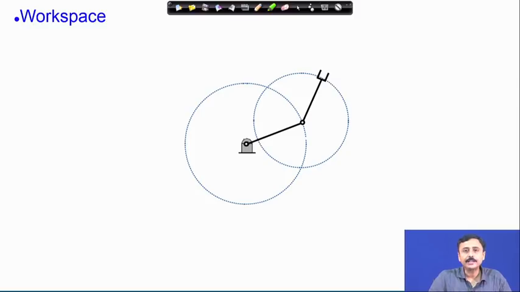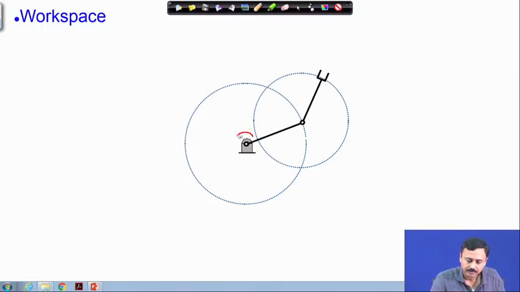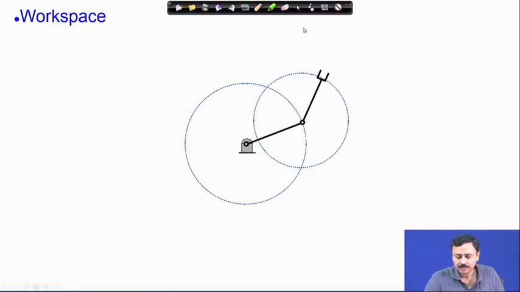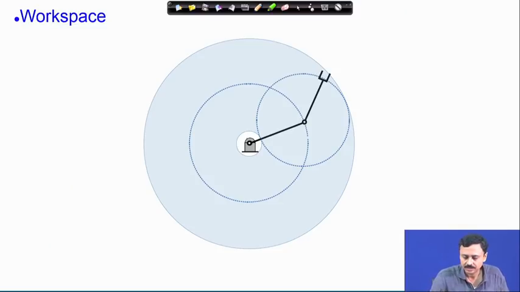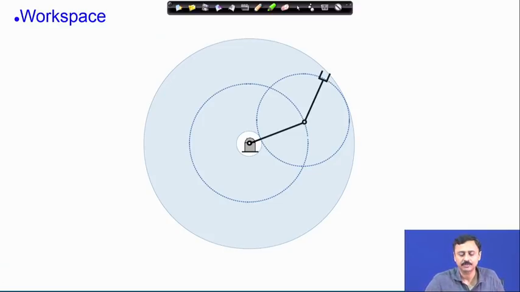Next, let us look at the theoretical workspace of the manipulator, where this manipulator can reach. As you can see, this joint, if it can rotate 360 degree, then this hinge will rotate on this circle. In the same way, when this joint rotates completely, the end effector will rotate on the smaller circle. Therefore, the reach of the manipulator is now shown here. It is within this blue region, it can reach anywhere within this shaded region. This is the workspace of the manipulator.